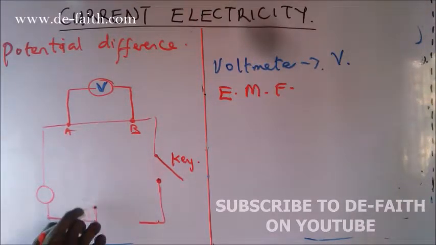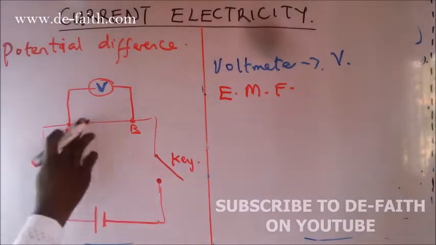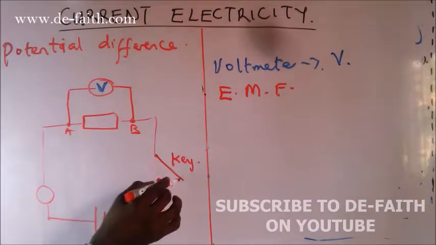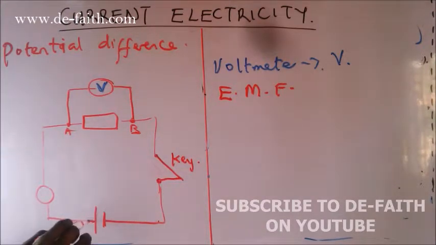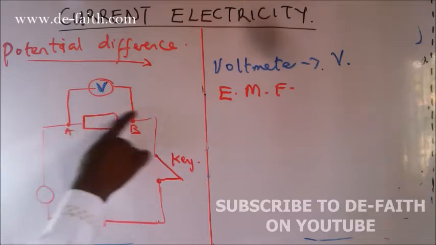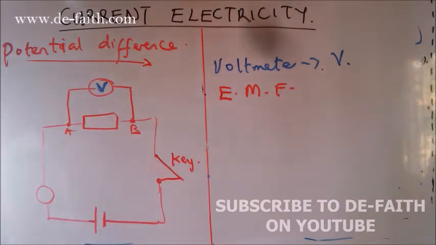Over here we have a cell, and across this place we have a resistor. Here is the cell. Current moves and flows on like this. We want to differentiate EMF from potential difference. When this key is closed, the current will be flowing from one point to the other. So potential difference is the work done when one coulomb of charge is moved from one point to the other in a closed circuit.